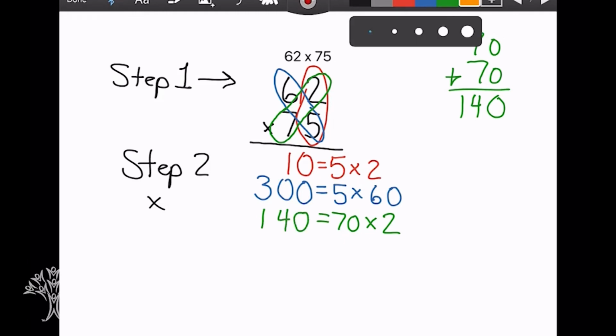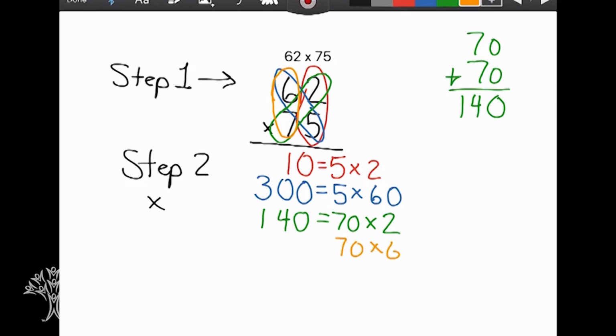And then my very last step, what's the last problem that I need to do? I'm hoping that you're saying you need to do this. I need to do 70 times 60. I'm thinking of 6 times 7 is 42. And then I've got those multiplying by 10 2 times. So this is what I should have. How'd you do? Are you feeling pretty successful with that?